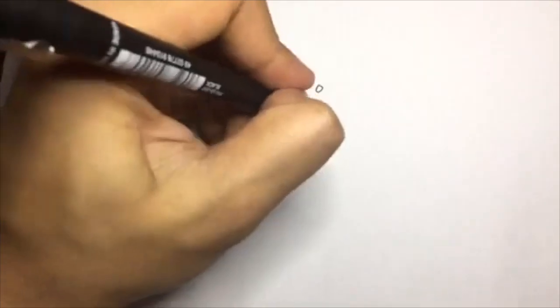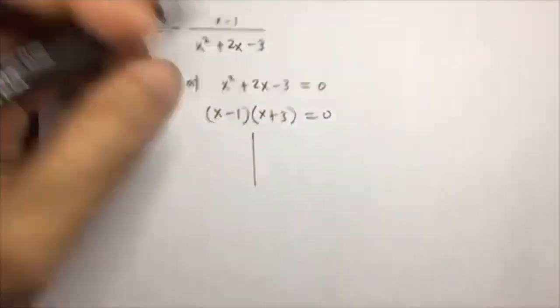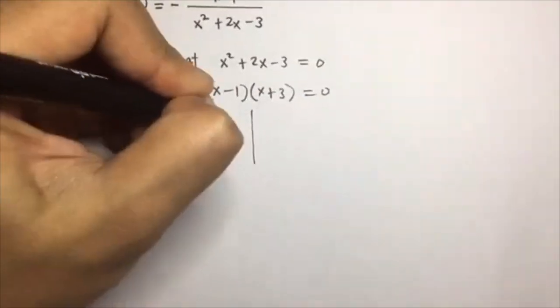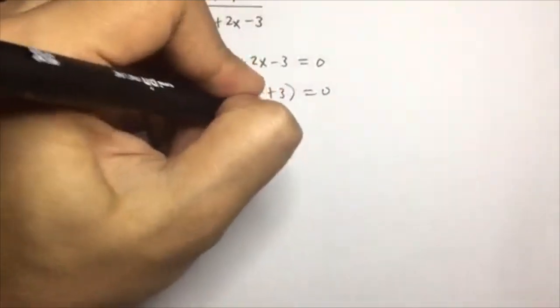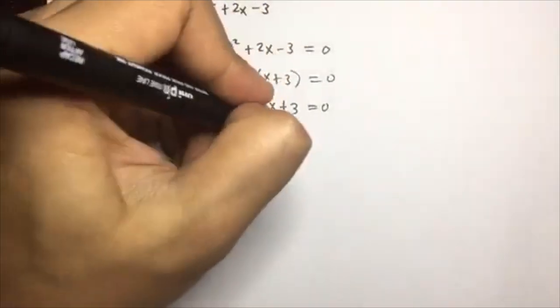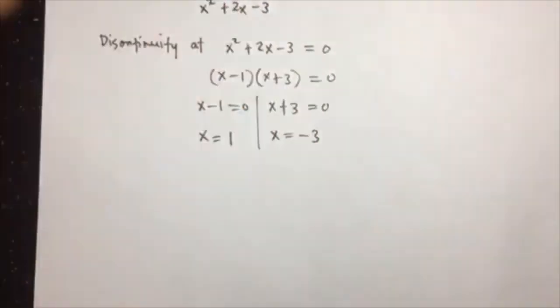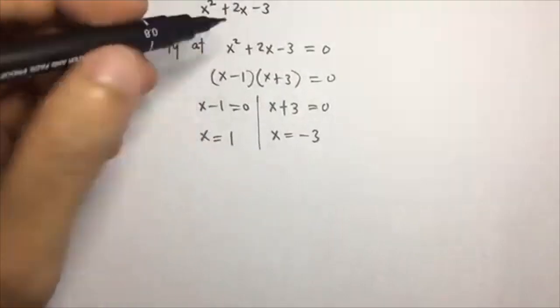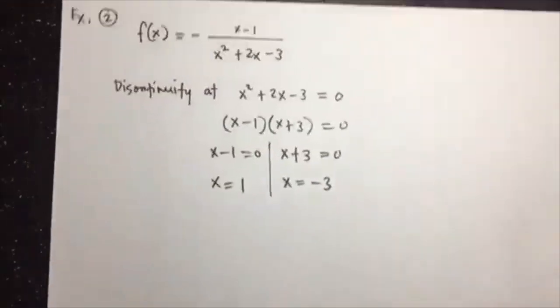Okay, is equal to 0. Equate the factors to 0. So it will become x minus 1 is equal to 0, and x plus 3 is equal to 0. So now x is equal to positive 1 and x is equal to negative 3. Okay, so those are our discontinuities.